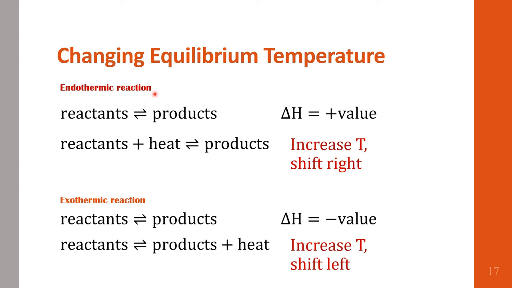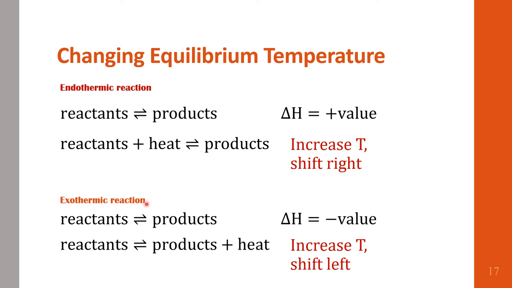If we look at the endothermic reaction, you can write reactant produces product, and the enthalpy change would be a positive value. In an endothermic reaction, the reactant must absorb some heat to produce product. So we can actually add the heat as one of the reactants. Heat is on the reactant side. And you can look at this the same way as when we look at the change in concentration. If we increase the temperature, which means we increase the heat, the reaction will go to the right to release some of that heat. Increase the heat, shift to the right for an endothermic reaction.